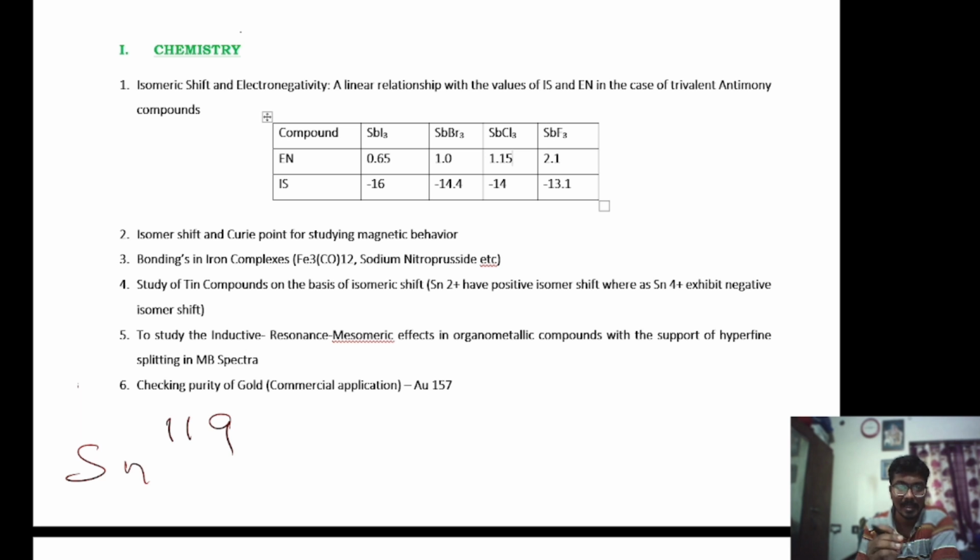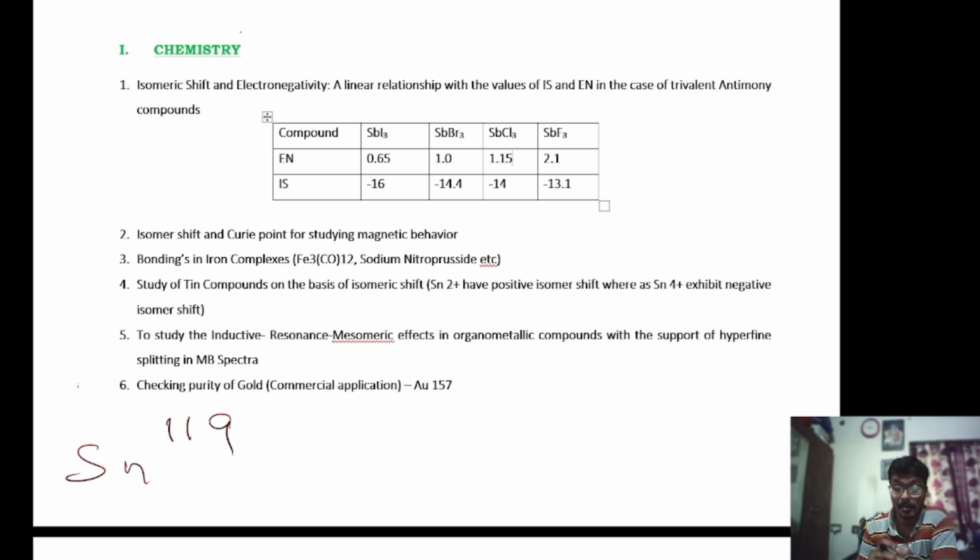Tin 2+ usually has a positive isomer shift, whereas the tin 4+ valency or oxidation state exhibits a negative isomer shift. So if we obtain a spectrum and the result is observed in the positive direction of isomer shift, we can infer that the tin in that particular compound or complex has a +2 oxidation state. If it is in the negative isomer shift value, we can infer that tin is in the +4 oxidation state.